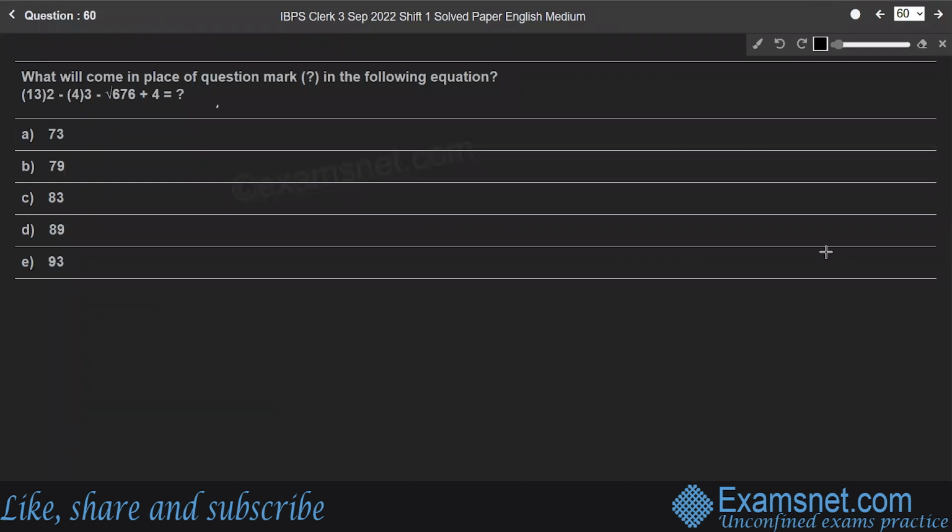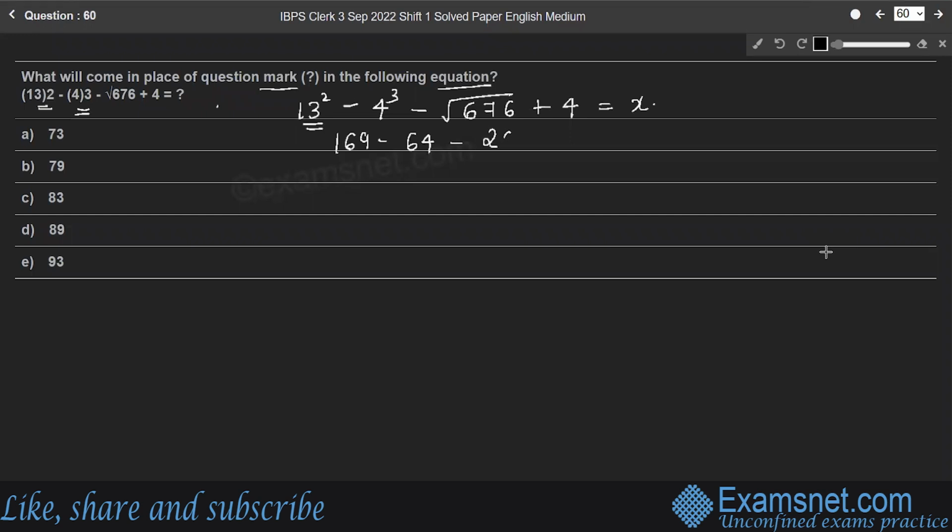Question 60. What will come in place of question mark in the following equation? So here the first term is 13 square. It is not 132. 13 square minus 4 cube. Second term is 4 cube minus root of 676 plus 4 is equal to x. So directly we can write the values. 13 square is 169 minus 4 cube is 4 into 4 into 4, 64, minus root of 676.